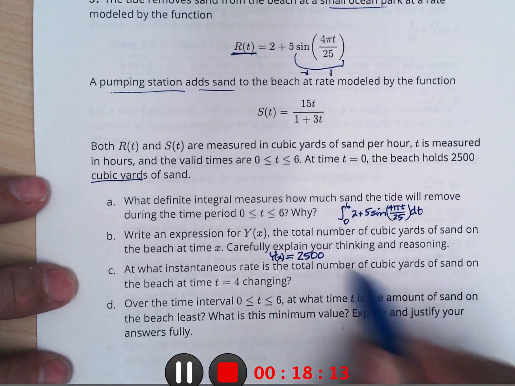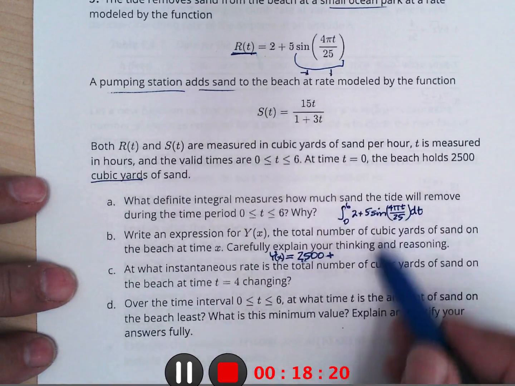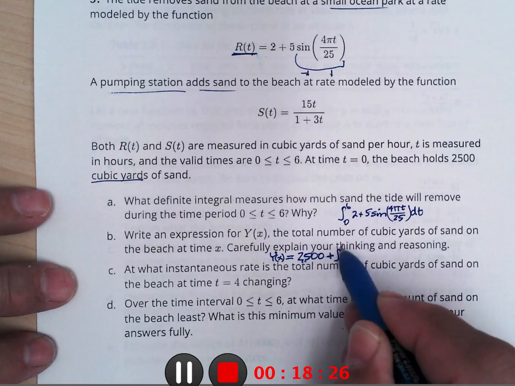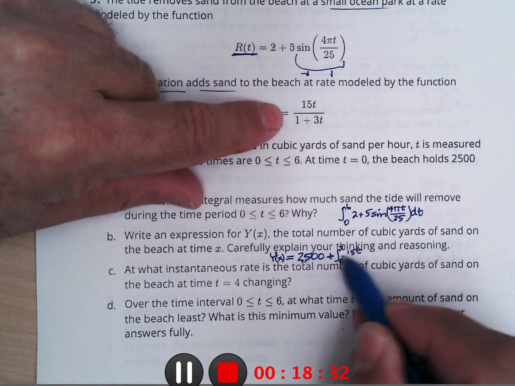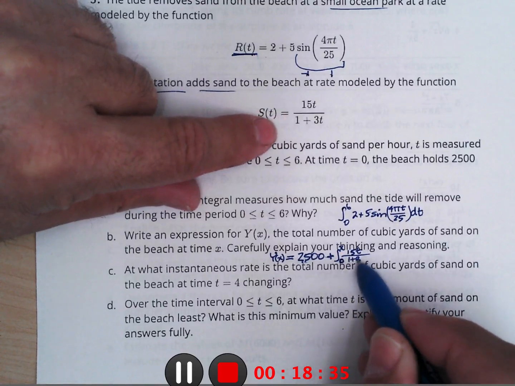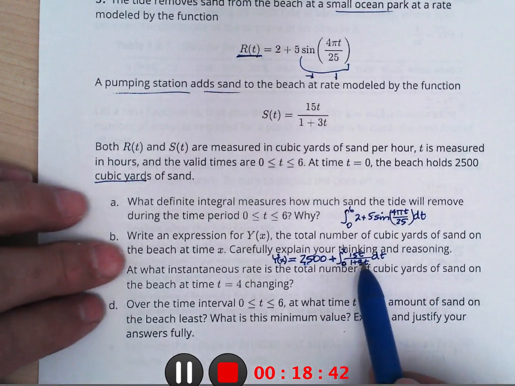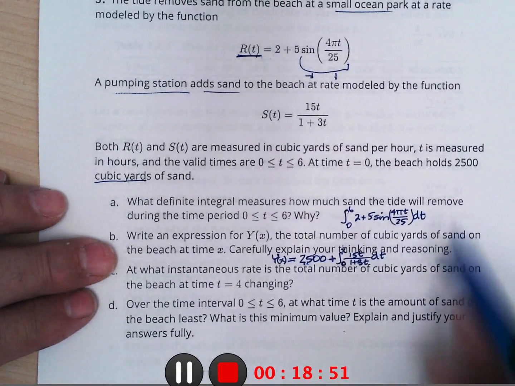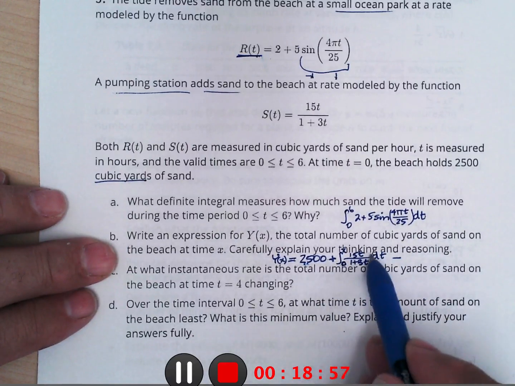and then it's going to get added the sand from the pumping, which would be the integral from 0 to x of the area under this curve, 15t over 1 plus 3t dt. That would be the sand added to the beach. And then this is the sand removed, so it's going to be minus. Oh, and this would be the sand added, yes.